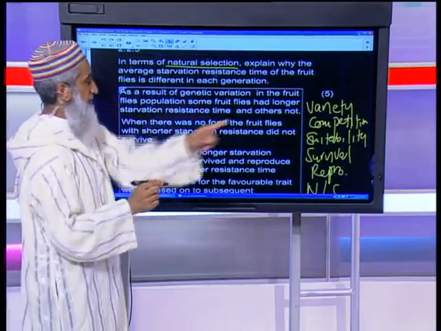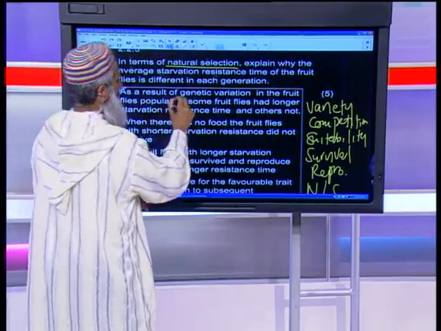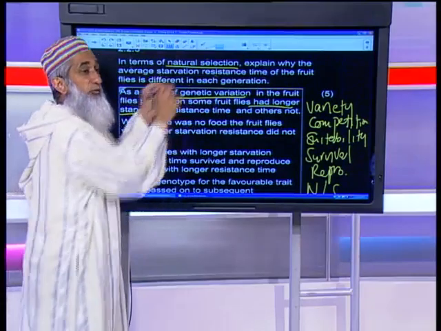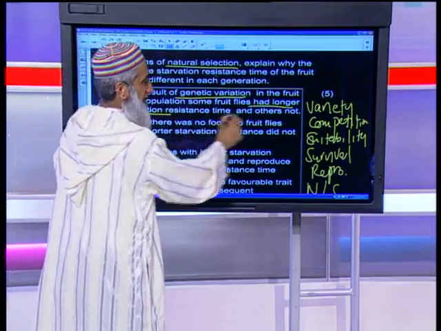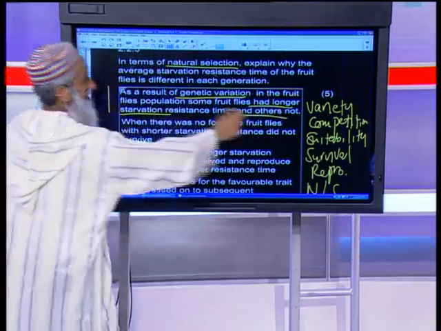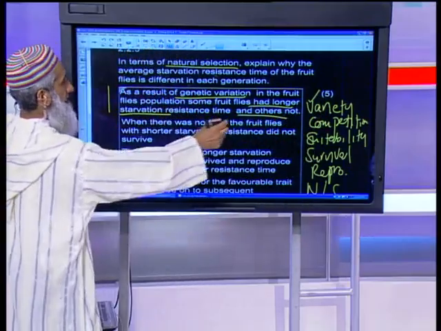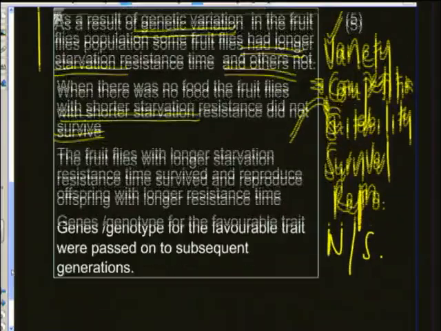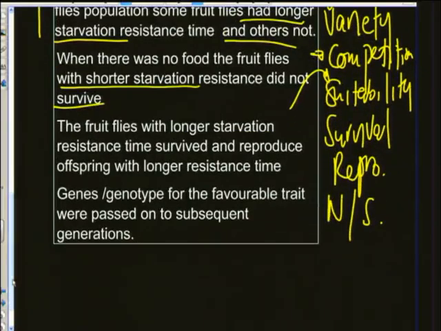So first of all, and here's where your answer is coming, there's a genetic variation in a fruit fly population. Some had longer starvation resistance. When you're saying variation, you must specify what that variation is. Some can survive longer and others not. So you dealt with the first bullet. When there was no food, there was competition for that. So the fruit flies with shorter starvation resistance did not survive. So they were not suitable. While the ones with longer starvation resistance survived.